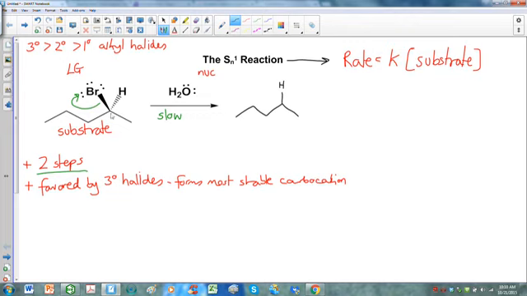This carbon here is sp3 hybridized. This carbon here is sp2 because there's only 3 groups around that carbon, so I've lost the stereochemistry there. And there's a carbocation now. There's a positive charge on this carbon.